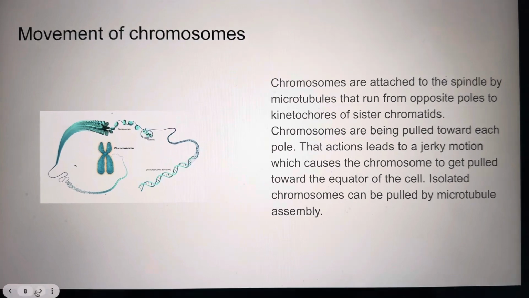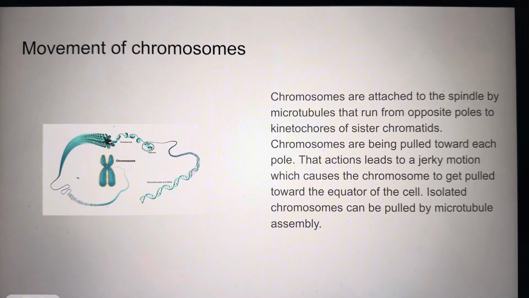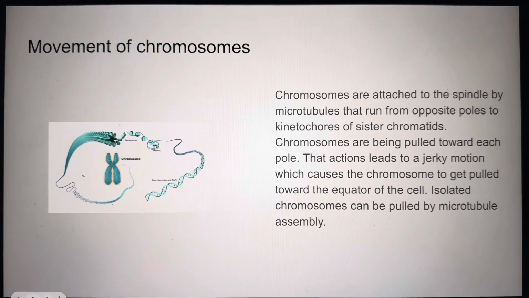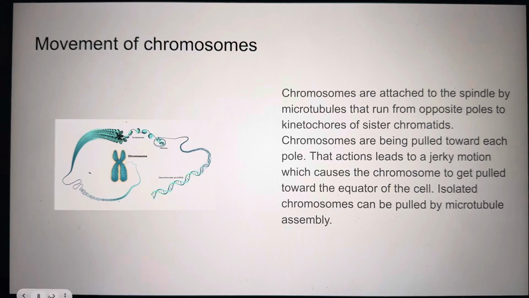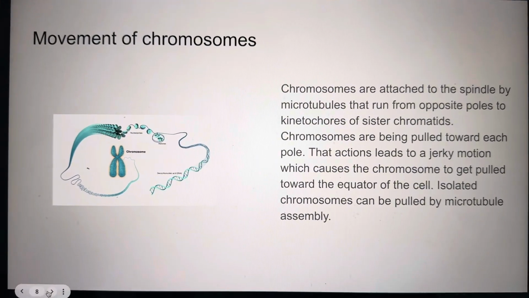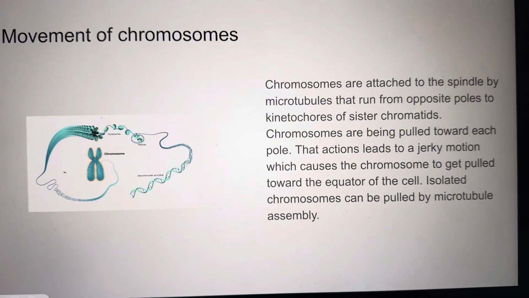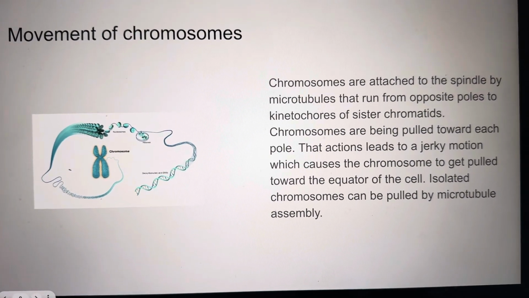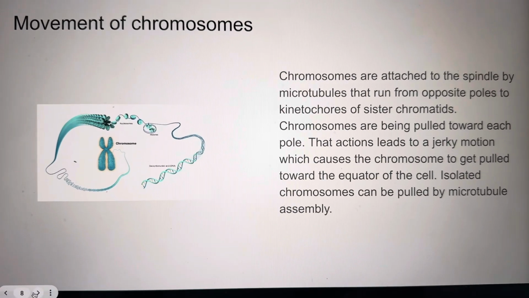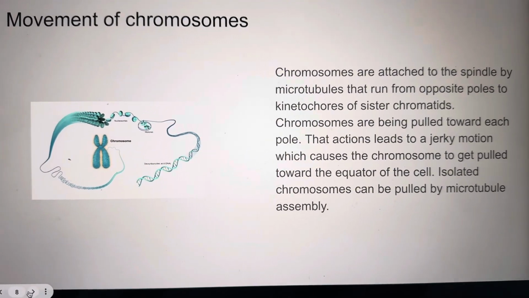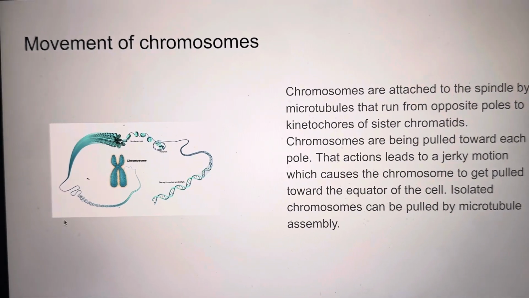Movement of chromosomes. Chromosomes are attached to the spindle by microtubules that run from opposite poles to the kinetochores of sister chromatids. Chromosomes are being pulled toward each pole. That action leads to a jerking motion which causes the chromosomes to get pulled toward the equator of the cell. Isolated chromosomes can be pulled by microtubule assembly. Here's an example of a chromosome.